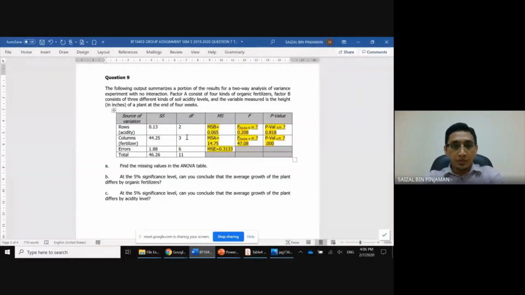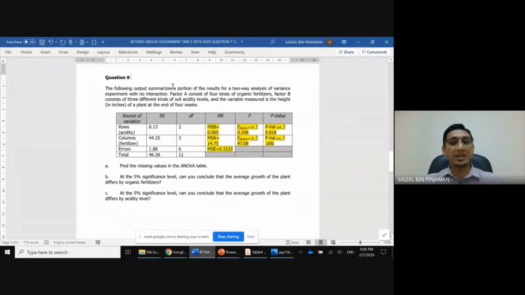Question 9, the situation is the following output summarizes a portion of an experiment with no interaction. Before I forget, question 9 is related to chapter 10, analysis of variance, or simply known as ANOVA. So in ANOVA, we can have interaction or no interaction, but in this particular situation, this ANOVA is focusing on no interaction.